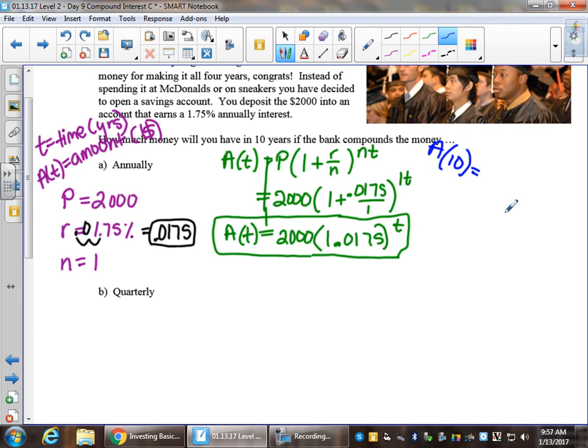We're going to do each piece. Quarterly's next. So A of 10 will be 2,000 times 1.0175 raised to the 10th. With a calculator, you'll be done in one step. Let me know what you get. Yes, caret and then the 10. Let me know what you get.